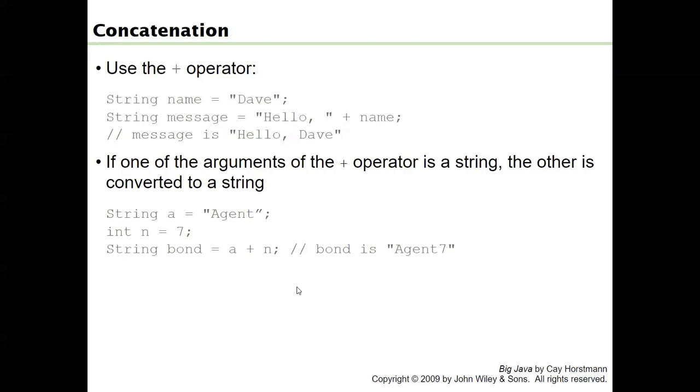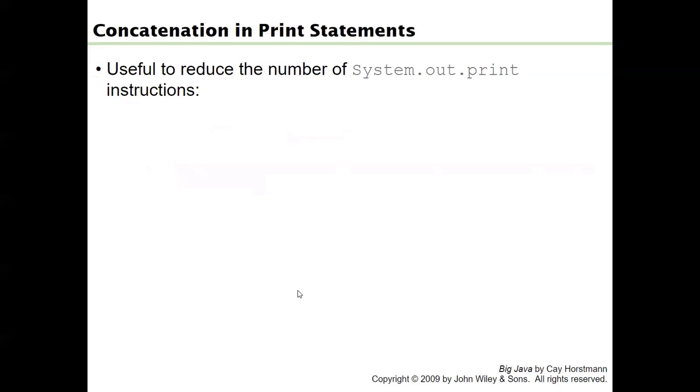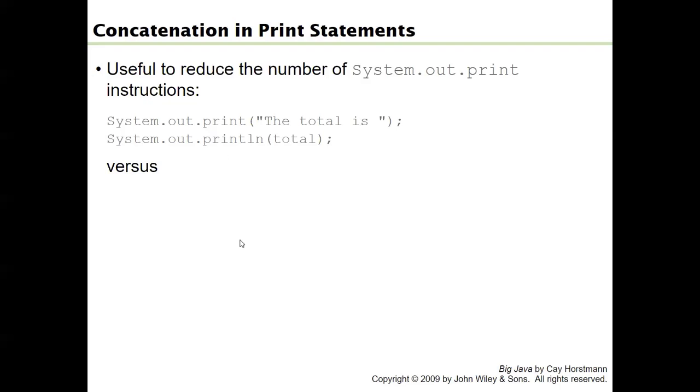So how do you concatenate in a print statement? It's useful to reduce the number of System.out.println instructions. If you have a whole bunch of stuff that you want to print, say "the total is", you'd have to type System.out.println again. Programmers don't like to type things over and over again. So you can say it all in one statement: "the total is " and then add on the total. You don't have to convert the total to a string because the concatenation operator will automatically convert it for you.